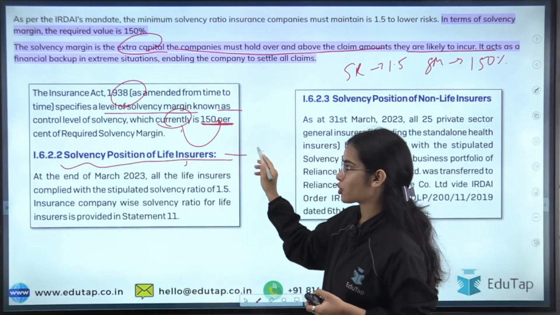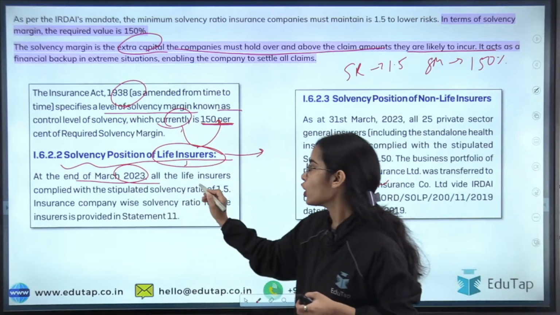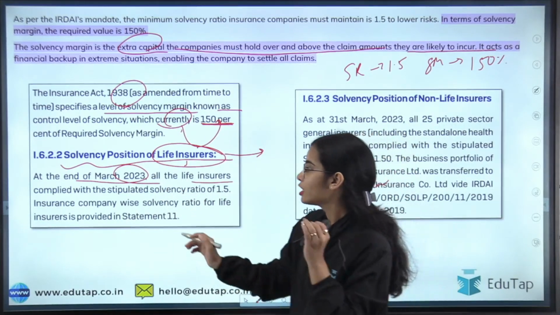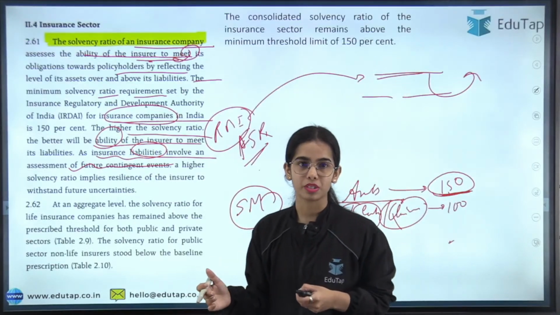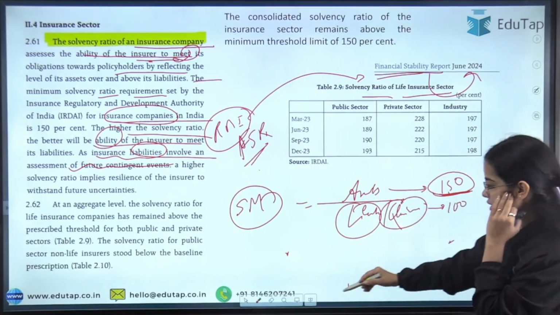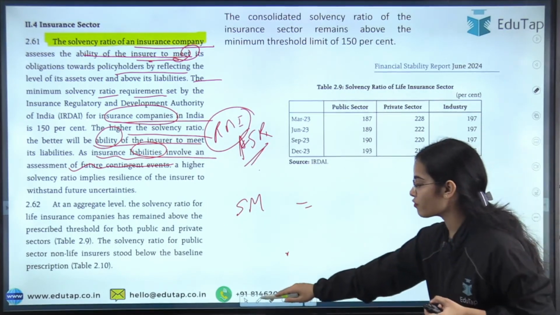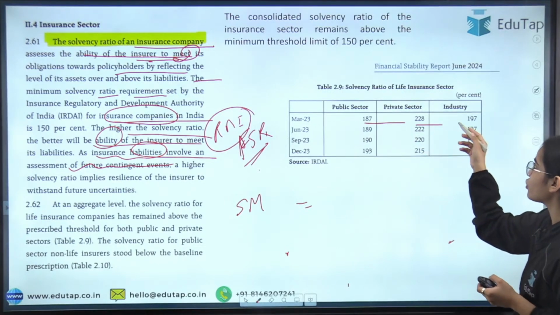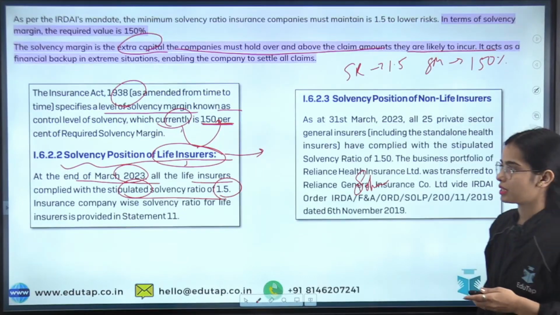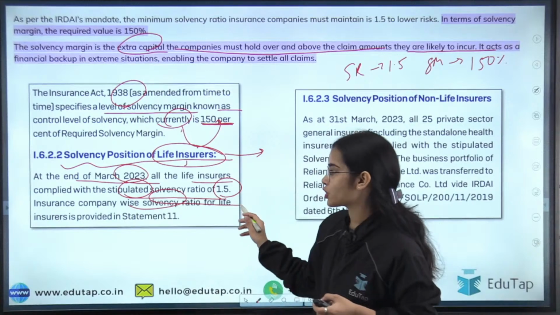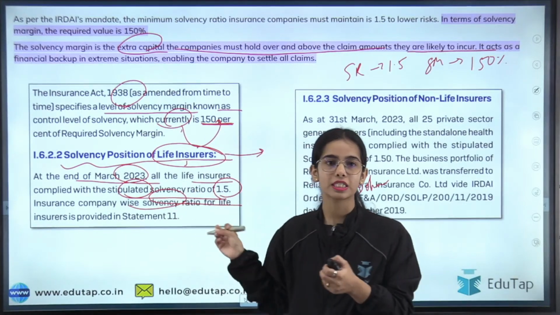Solvency position of life insurers. For life insurers, that is the life insurance companies, at the end of March 2023, all the life insurance companies complied with the stipulated solvency ratio of 1.5. That is, they have the solvency margin of 150%. So here you can see that all the life insurance sector companies had the solvency margin of 150%. Company-wise solvency ratio was good: all the life insurance companies were maintaining the solvency ratio of 1.5.